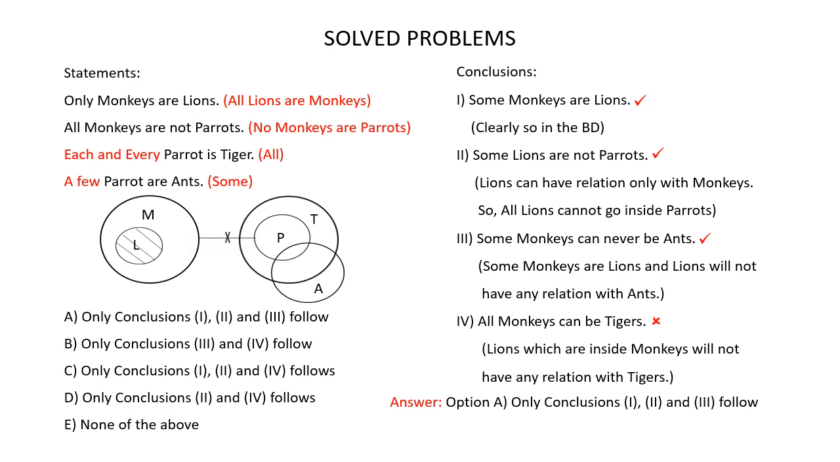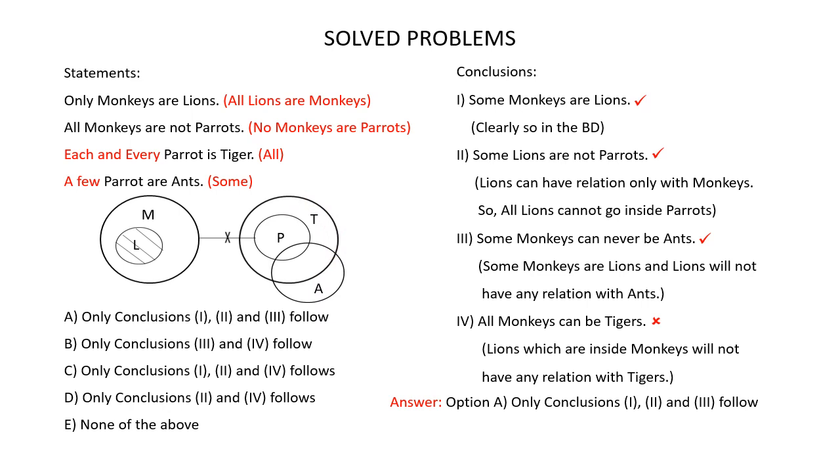Each and every parrot is tiger. Now the words each and every means all. So this statement now becomes all parrot is tiger. So in the Venn diagram, all parrots should be inside tiger.